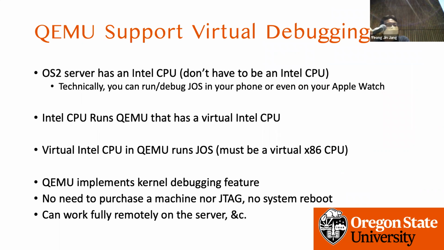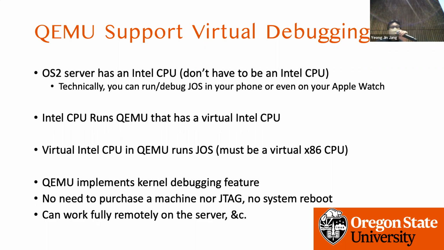So we use QEMU for support of virtual debugging. The OS2 server has an Intel CPU, but it doesn't have to be an Intel CPU. We can actually run JOS on an iPhone or anywhere, as long as you can run QEMU. So the Intel CPU on the OS2 server runs QEMU that has a virtual CPU, and then that virtual Intel CPU runs JOS as a ring-three application.